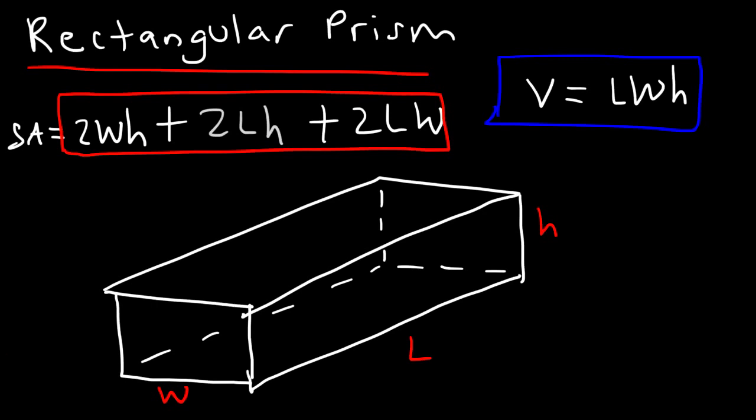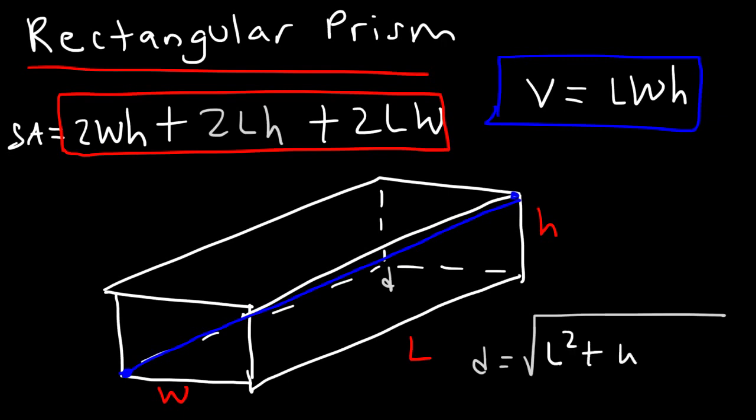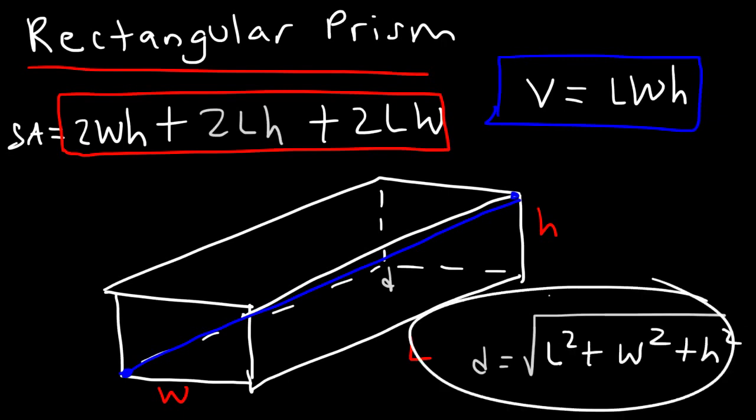Now sometimes you may need to calculate the length of the diagonal. Let's call it D. If you ever need to do that, here's the formula you need. D is equal to the square root of L squared plus W squared plus H squared. And so that's how you can calculate the length of the diagonal of a rectangular prism.